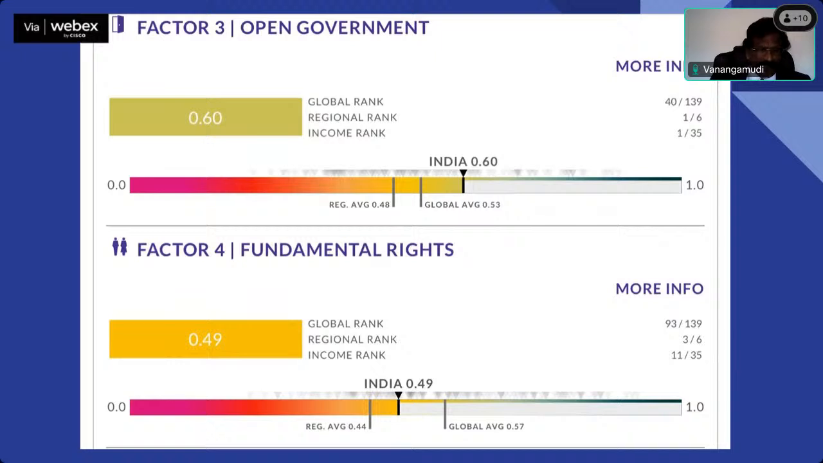So the next one is fundamental rights. See, this point is elaborately dealt with. In fundamental rights, in the global rank, out of 139 countries, India's position is 93. In the region, of the 6 countries, India's position is only 3rd. Sri Lanka and Nepal are doing better than India as per this yardstick. And as far as income rank is concerned, among 35 countries, India's position is 11. So fundamental rights is an area.